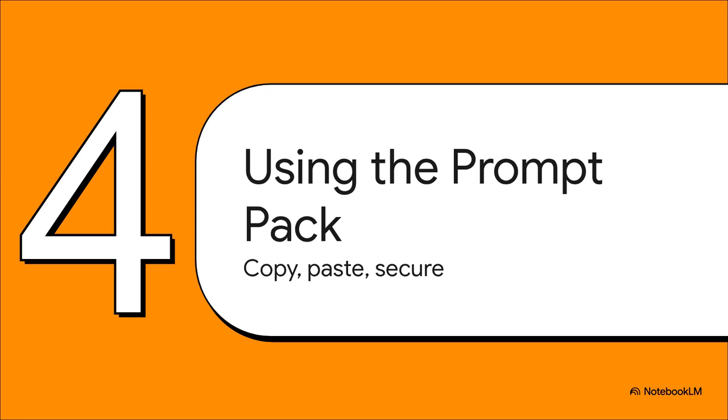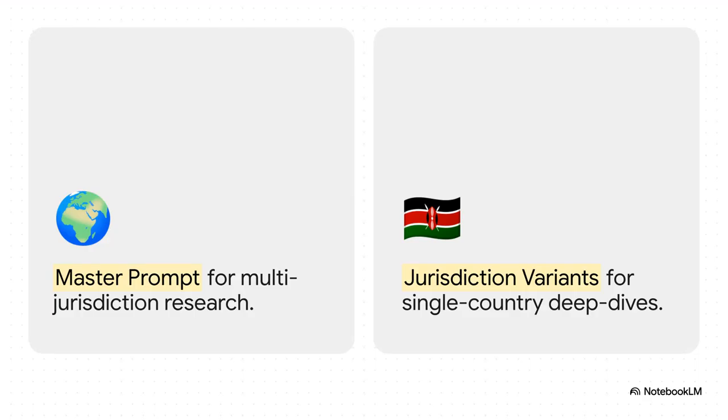Copy, paste, and secure your research. The EA Legal AI Compliance Master Prompt Pack is designed to be incredibly simple, and it gives you two distinct options. The master prompt is for when your research spans across borders, meaning Kenya, Uganda, and Tanzania, all in one single session. The jurisdiction variants, on the other hand, are for single-country deep dives, where you need the AI to strictly adhere to that specific country's court rules and platforms.